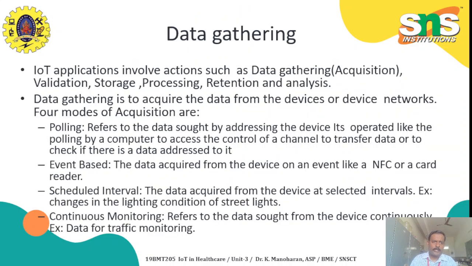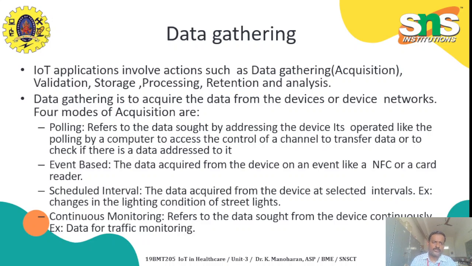In an IoT application, it involves actions such as data gathering, that is data acquisition, validation, storage, processing, retention and analysis. So getting the data, validating the data, storing the data, processing the data, retention of the data and analysis of the data. Data gathering is acquiring data from a device or network devices.